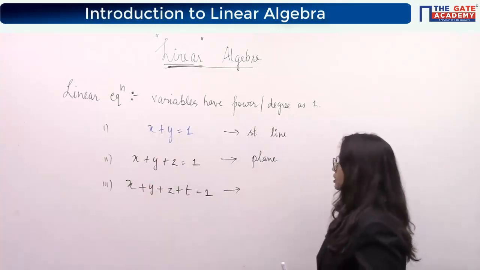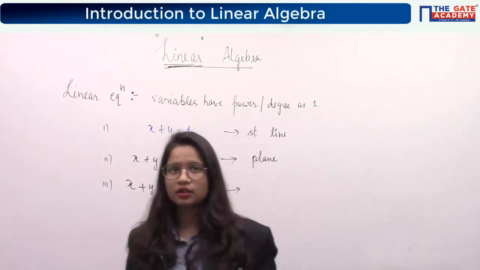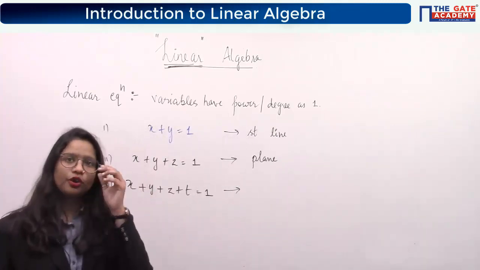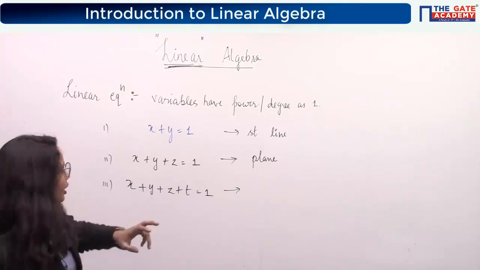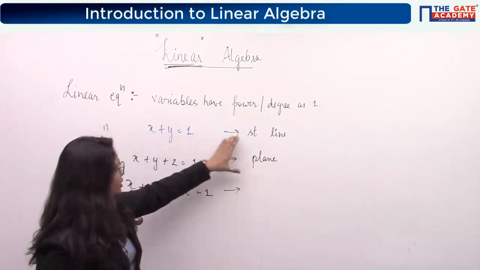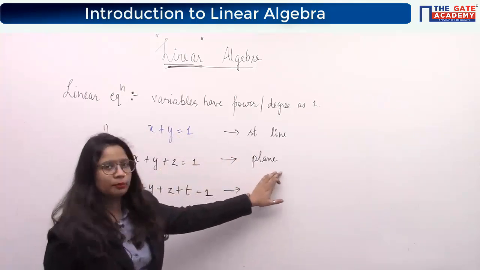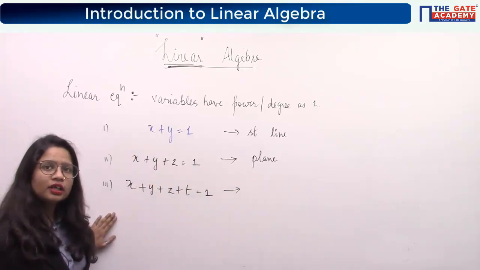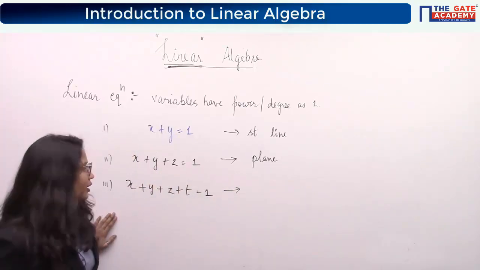Now what does the third equation represent? Can you draw it on a graph? If you draw these two on a graph, the first will result in a straight line and the second will result in a plane. What will the third one result in? Will it result in a volume?